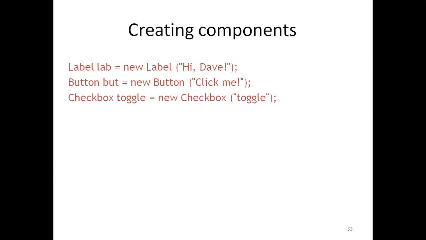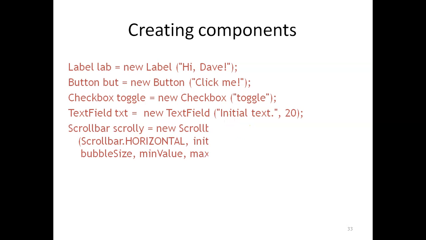This is for the checkbox, equals new Checkbox, and a toggle will be displayed there. And in the case of the text field, we write TextField txt equals new TextField, and the size of this text field is 20, meaning we can write 20 characters inside the text field. And initially we have written some initial text here.